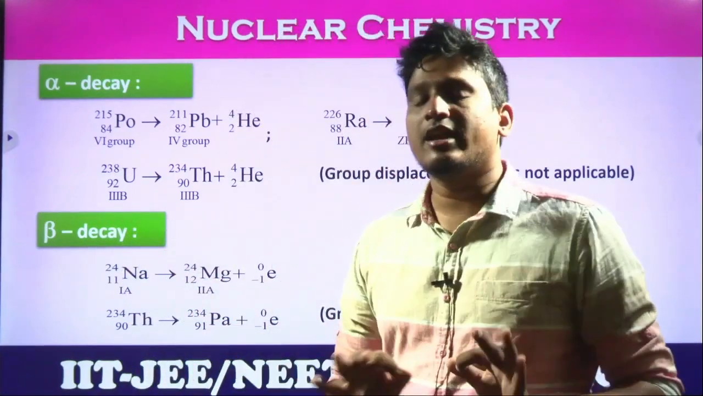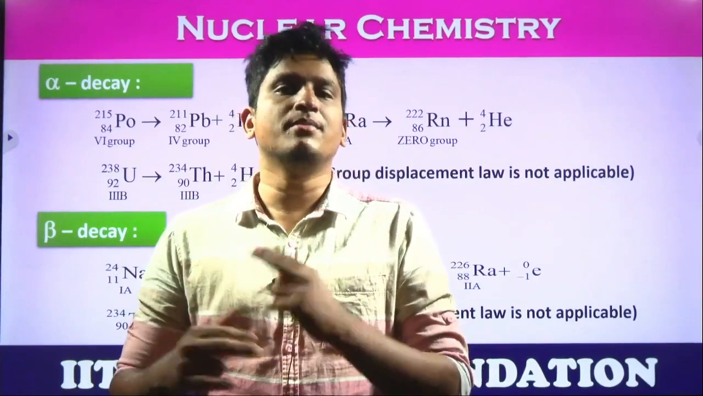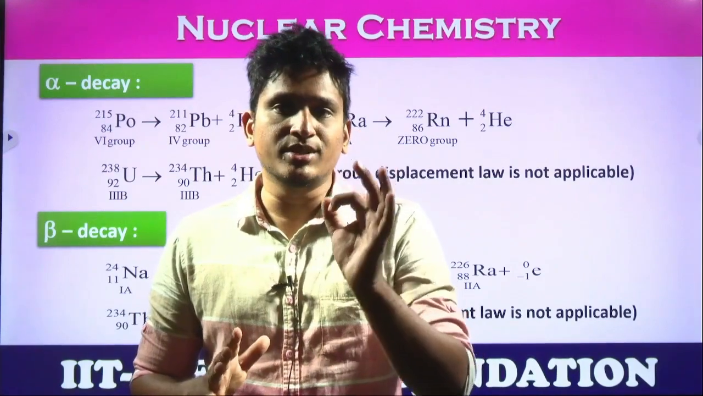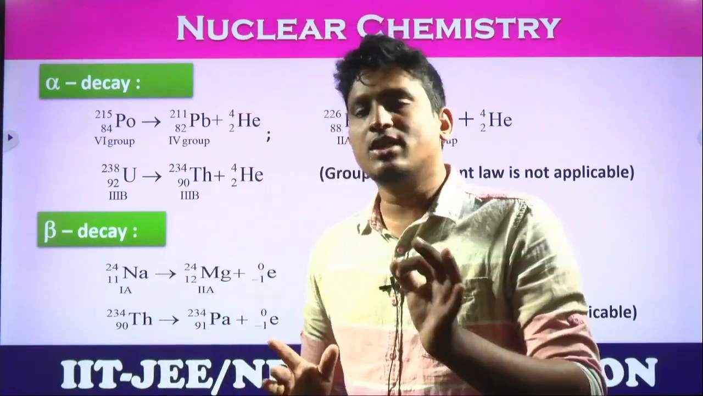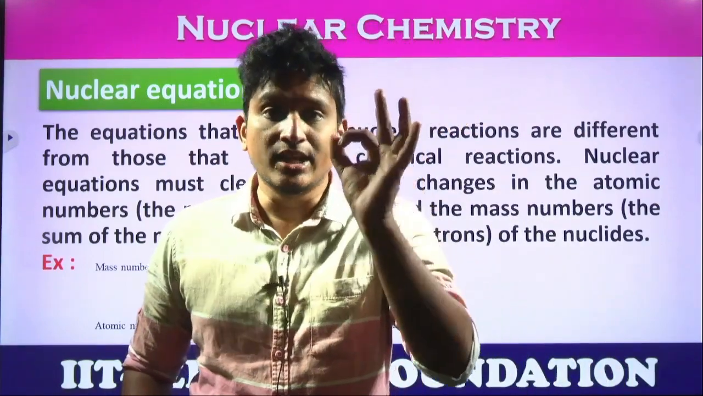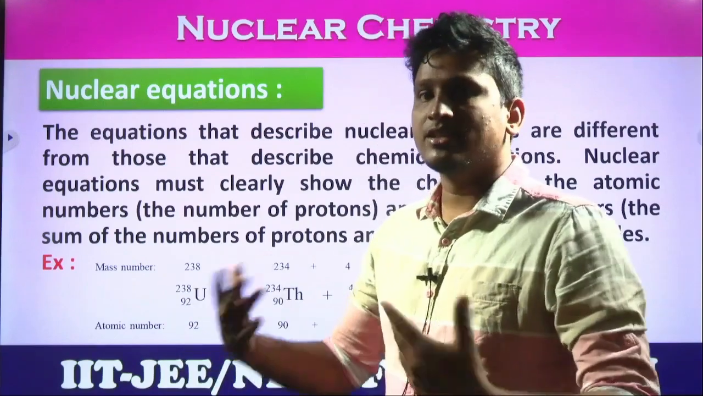So ultimately, during alpha emissions and beta emissions, what happens? Atomic number changes, mass number also changes. But during gamma emissions, particles are not changing. What is getting released? Students, what is getting released? Radiation energy is getting released. Understood? So that's how they get stability ultimately.